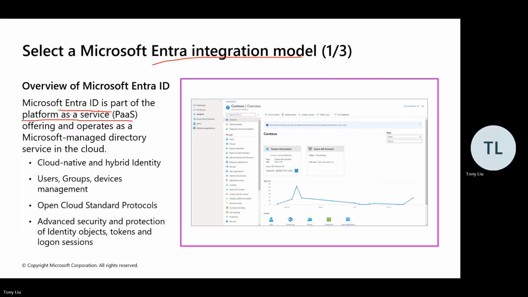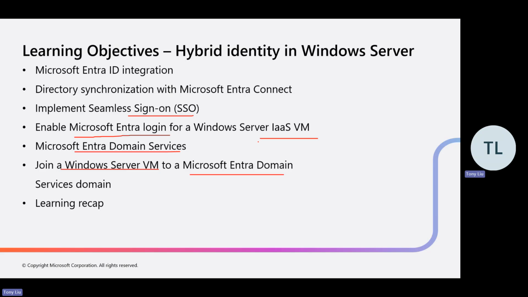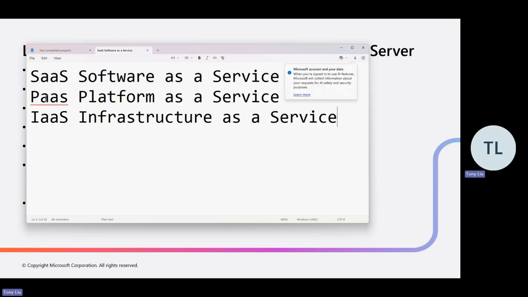So Entra ID is a platform as a service. Virtual machine is the infrastructure as a service. So these are the examples. Platform as a service, you can think of as Entra ID. Infrastructure as a service is virtual machine. And software as a service is the easiest one.